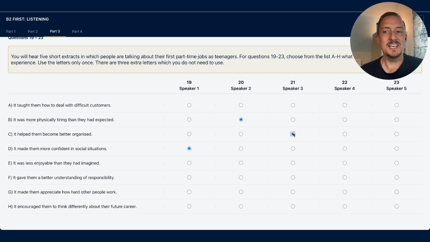The correct answer is C. It helped me become better organized. So she talks about a time when she wrote something down on a scrap of paper and lost it. No one shouted at her, but she was embarrassed. So that made her go out and buy a planner or a diary to schedule better, so that it didn't happen again. So the answer is, it helped her become better organized.